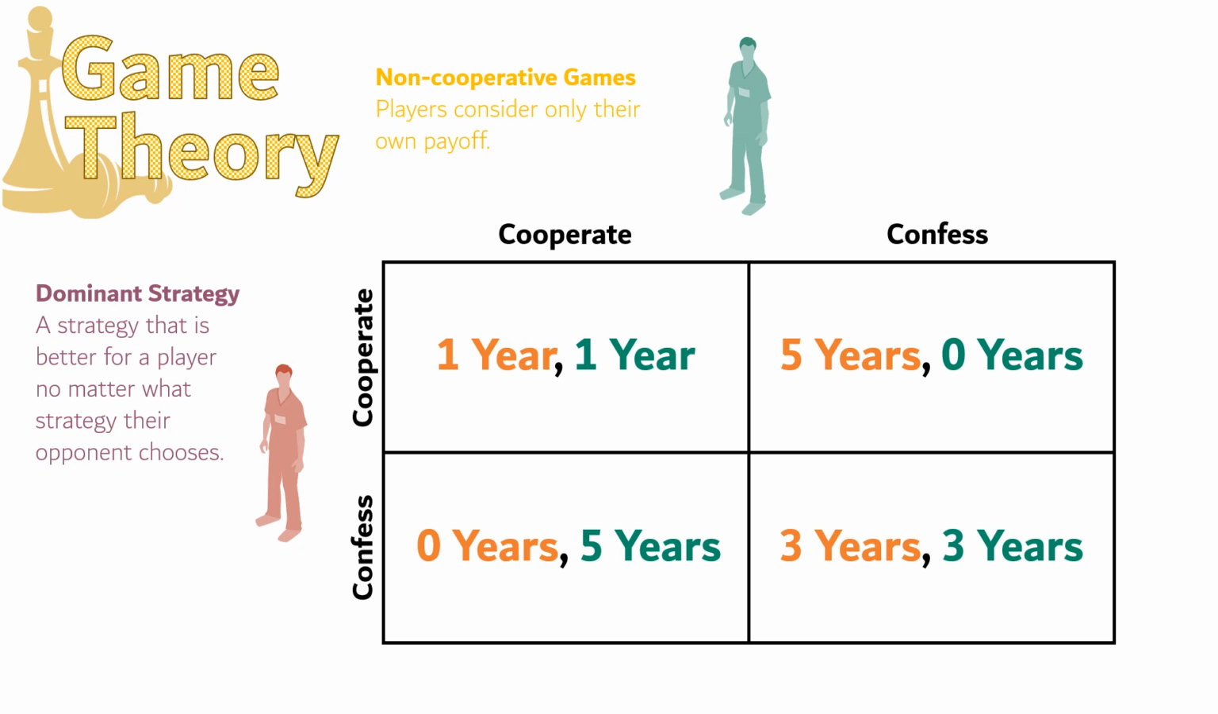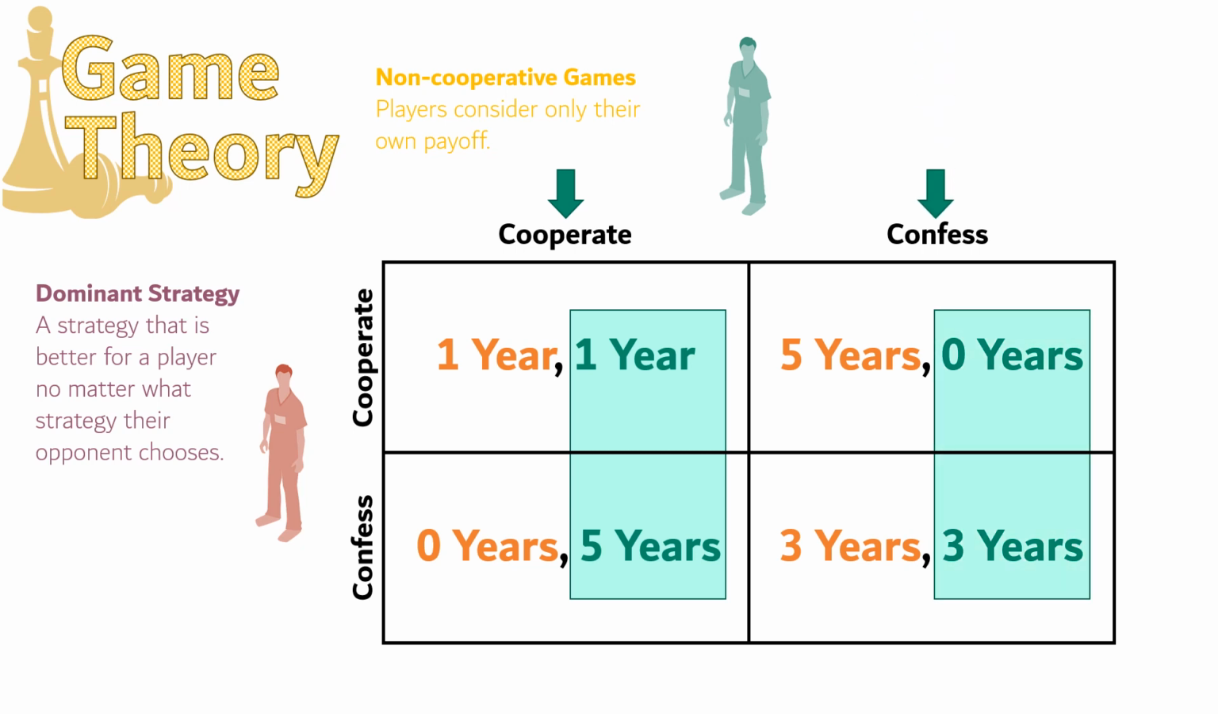Let's look at player B to see if they have a dominant strategy. Player B has the option of choosing cooperate or choosing confess. If they choose cooperate, then they're either going to get 1 year in prison or 5 years in prison, depending on what player A does. If they choose confess, then they're either going to get 0 years in prison or 3 years in prison. This one is player B's dominant strategy.